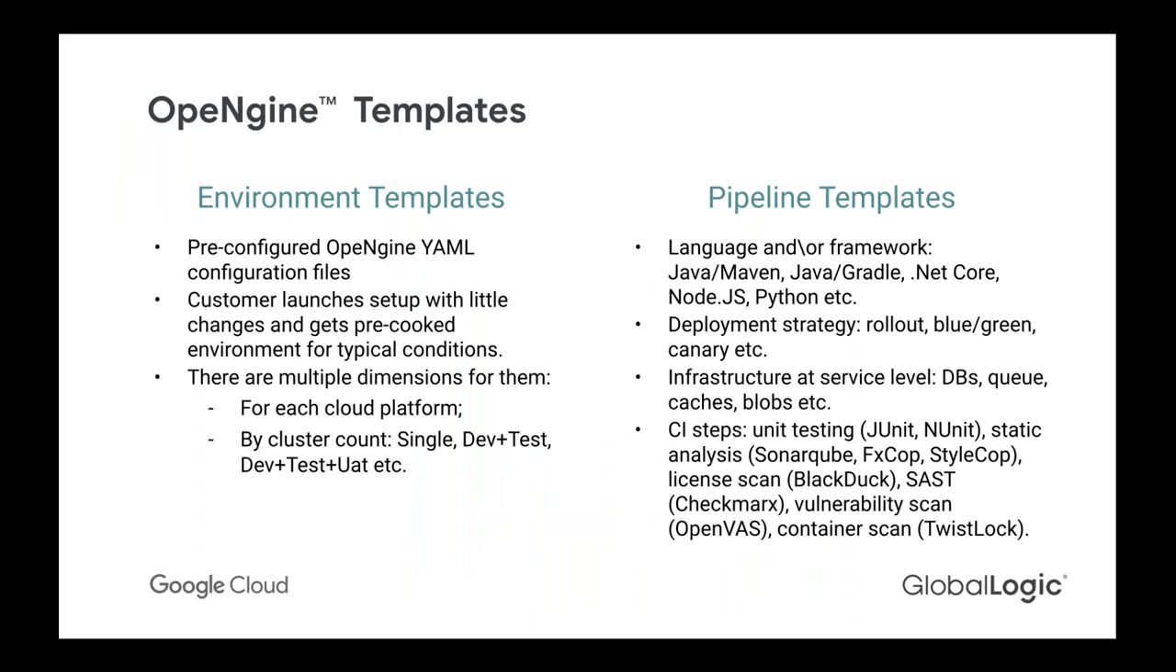So yeah, as I mentioned before, one of the very interesting features is actually templates in OpeNgine, and there are two types, or two families, of templates. One family is the environment templates, which define how many clusters you need, what kind of clusters you have, and whether your management tools are mixed or collocated with your development environment in a single cluster, or dedicated.